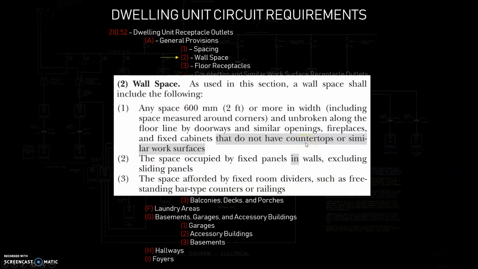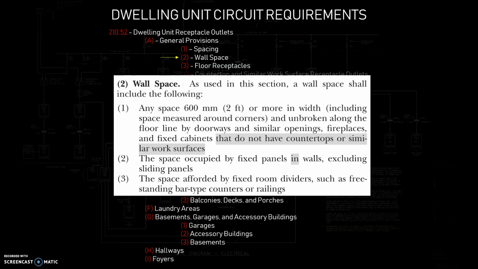210.52(A)(2) is wall space. What do we consider wall space? Let's define it. So any wall space 2 foot or more in width has to be counted as wall space. Okay, period. If it's 2 foot or greater, you've got to count it. So you must have a receptacle in that space.